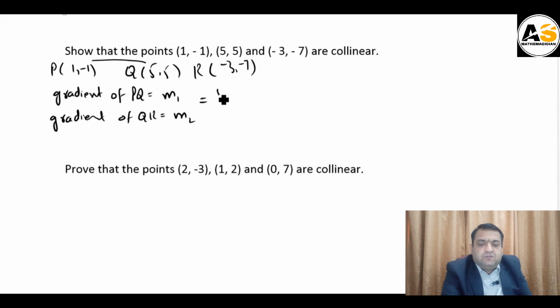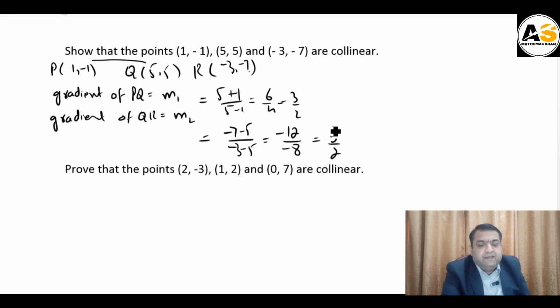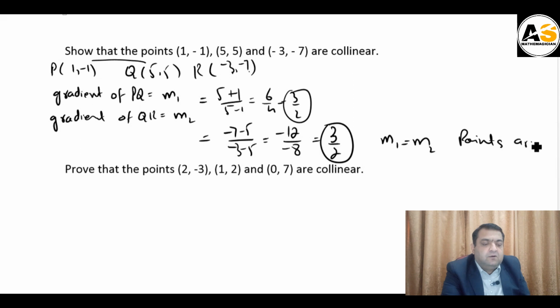For the gradient of these 2 points: 5 plus 1 over 5 minus 1, 6 over 4, 3 by 2. And for the gradient M2, y2 minus y1: minus 7 minus 5 over minus 3 minus 5. This will be minus 12 over minus 8, which will again be 3 by 2. These two gradients are equal. M1 is equal to M2. Points are collinear.